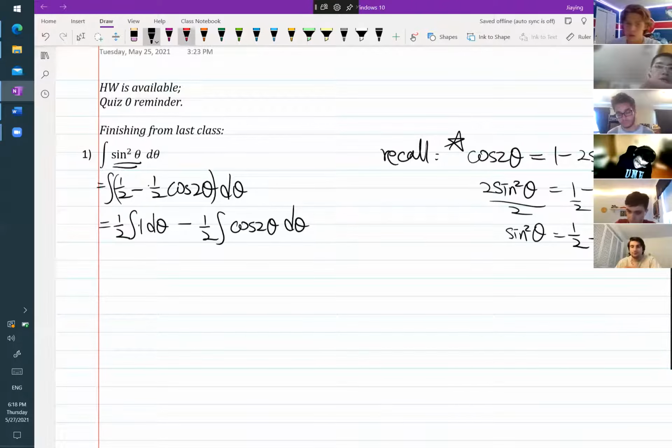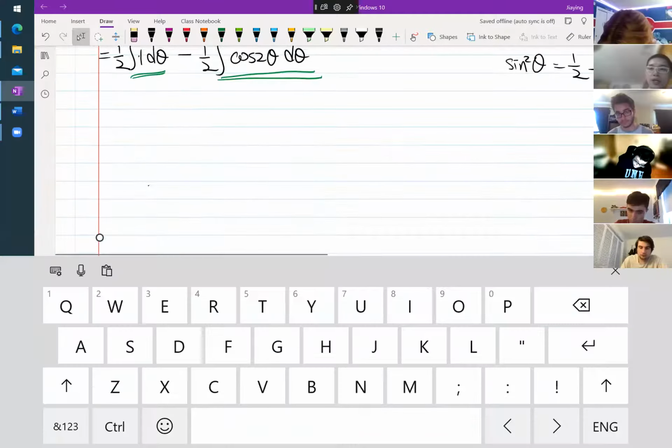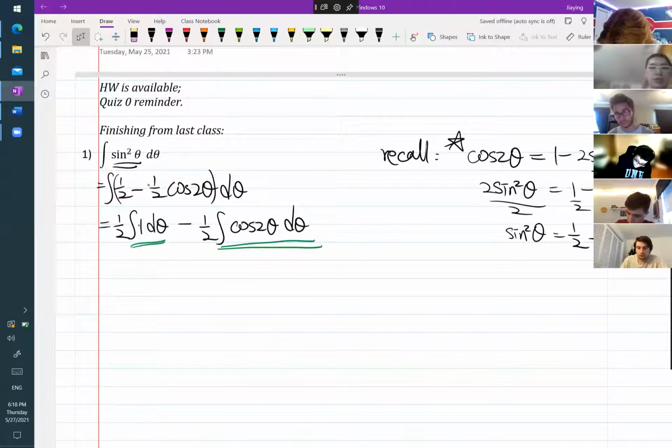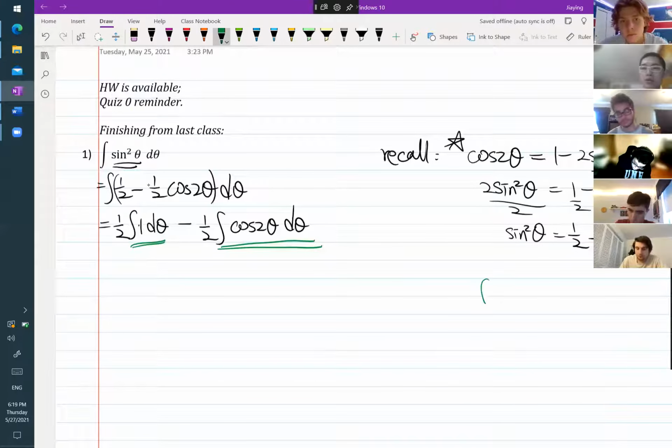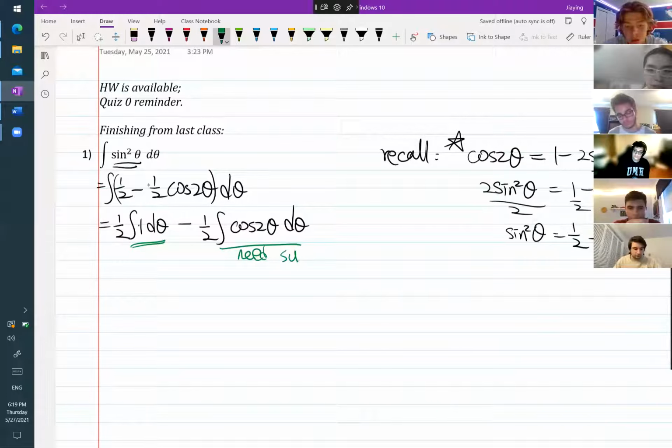The first term, I'm pretty confident that all of you can integrate 1 with respect to theta at this point. The difficult part is this second term with a cosine 2 theta there. That's the part where we have to use substitution, because we know how to integrate cosine theta, or cosine x, but we don't know how to integrate cosine 2 theta. So that's the difficult part. So we need substitution here.